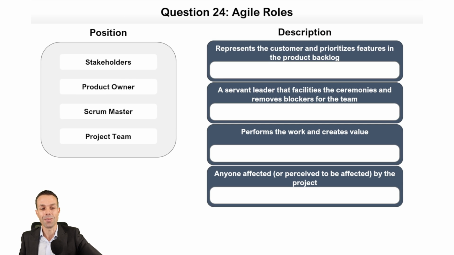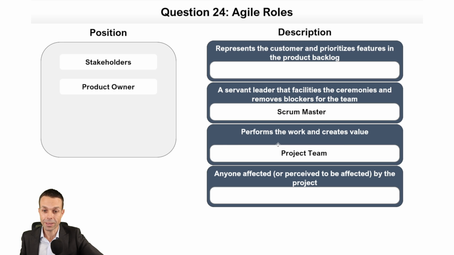Agile roles. Now, this should be a little bit easier. The Scrum Master is, who have we got? A servant leader that facilitates ceremonies and removes blockers for the team. The project team are the people who do the work. Yes, they perform the work and they create value, also known as developers in a Scrum team.